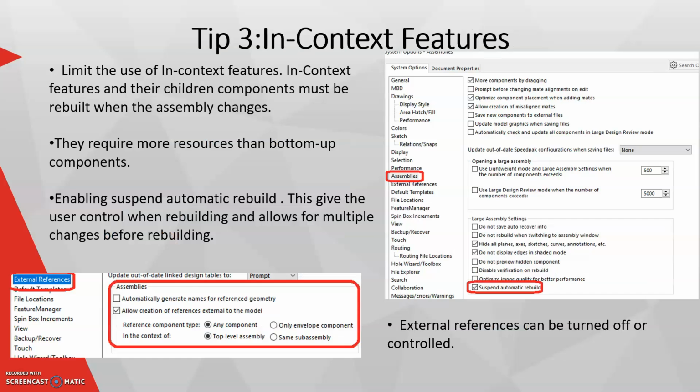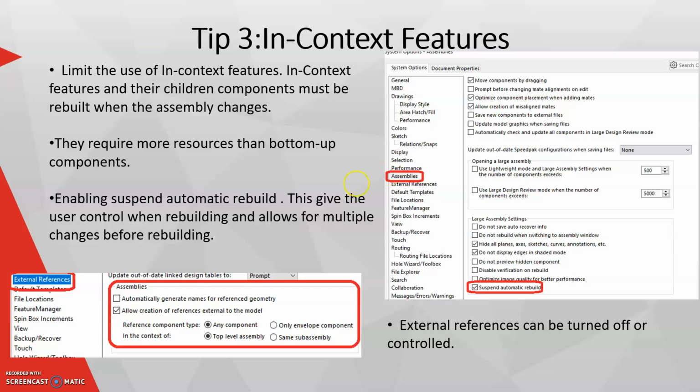All right, then tip 3, let's talk about in-context features. What I'm going to ask you is to limit the use of in-context features. In-context features and their child components must be rebuilt when the assembly changes. They require more resources than bottom-up assembly or bottom-up components. It's just an assembly method or a design methodology.